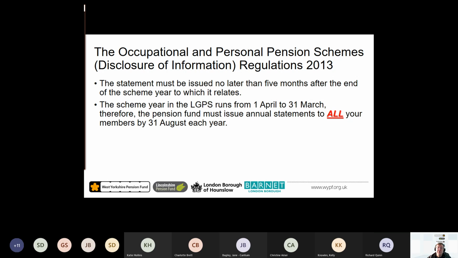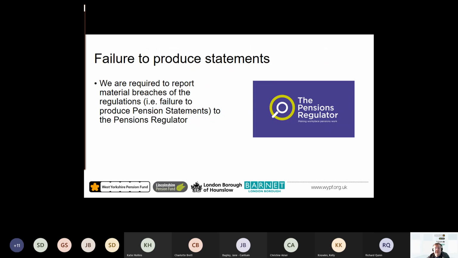So it is a legal requirement to provide the annual statements, not something that we just do because we think it's best practice. There is a legal requirement to provide this information. And if come the 31st of August we haven't produced enough statements, we are required to report material breaches of the regulations, i.e. the failure to produce pension statements, to the pensions regulator.